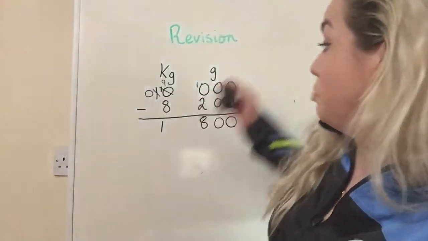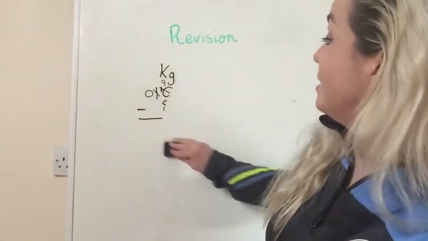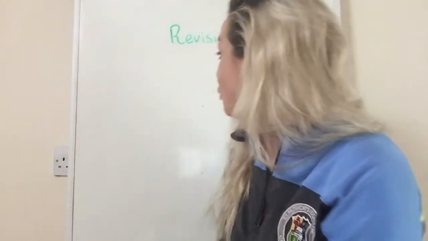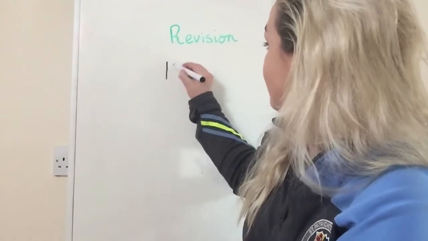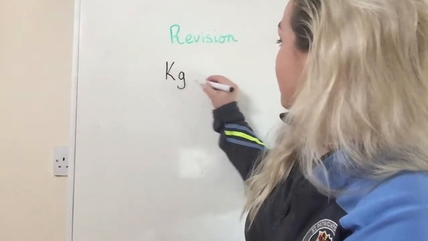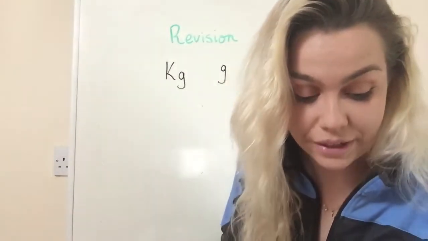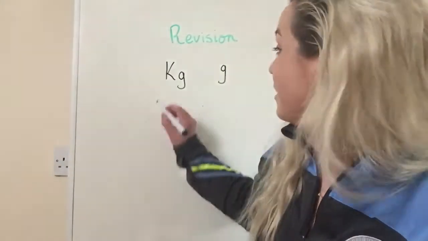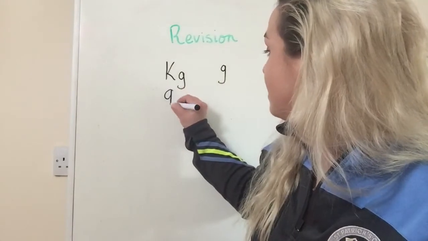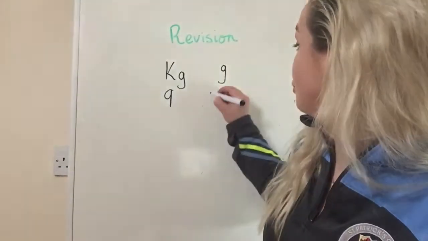Okay, so they've given you the weights and they're asking you to add them. So you're going to do the same like what I did there. You're going to make a sum. You're going to label kilograms and grams. And you're going to add those two numbers. So we're going to put down Mary's bag first. And that was 9 kilograms, 240 grams.